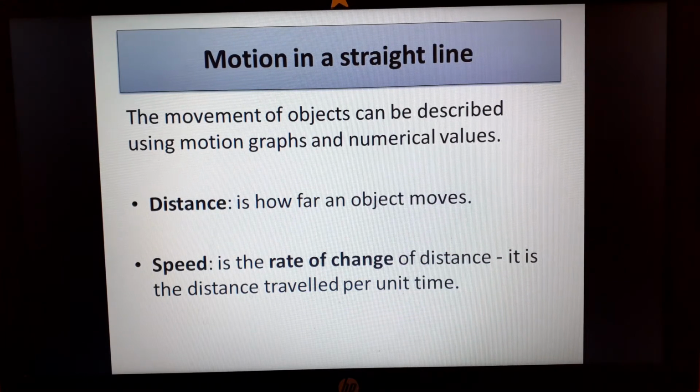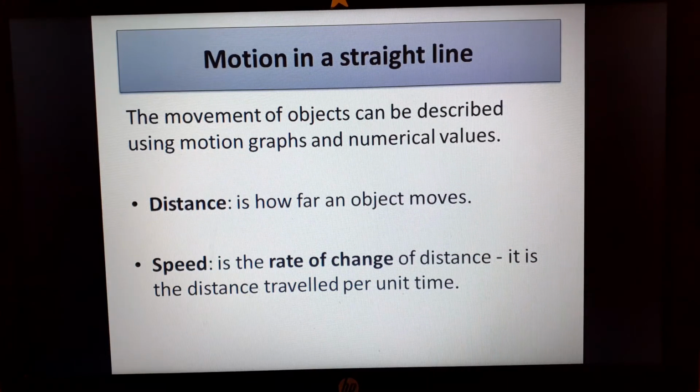First is the distance. Distance is defined by how far an object moves. Distance is defined by moving an object from point A to point B, so you have to change position by applying force. Now, how fast an object moves from point A to point B is called speed.